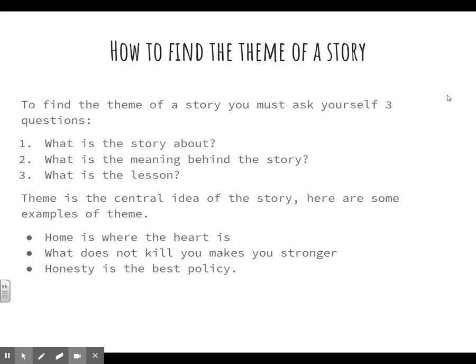Here are some examples of theme. Home is where the heart is. That means wherever you have someone that loves you or you love someone, that's where home is. What doesn't kill you makes you stronger. If you persevere through something and you get through it, you're going to be a stronger person. Honesty is the best policy. So being honest is the greatest thing that you can do.